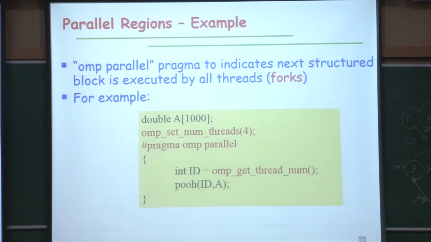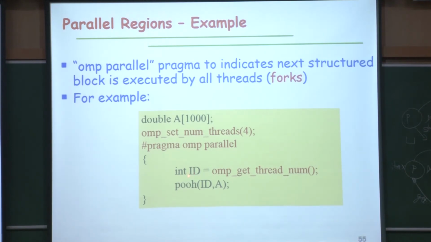So, here is a quick example. Pay attention to this. Here we say hash pragma OMP parallel, and there is a command which says set number of threads 4. What does it do? 4 parallel threads, this is easy to understand. And then we say that this particular structured block is going to be executed in parallel. So, all the threads are going to execute it in parallel.